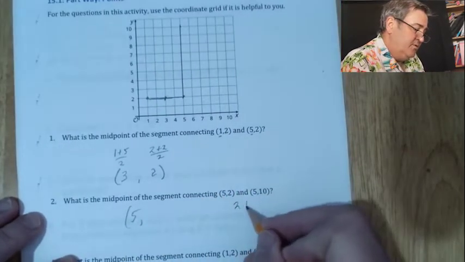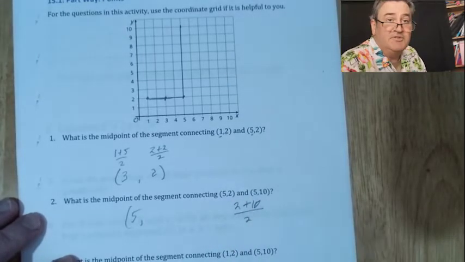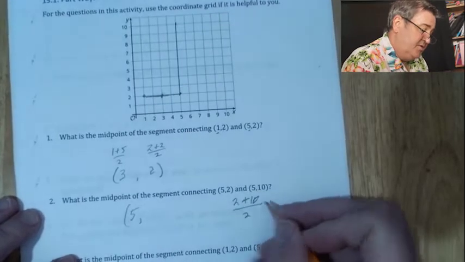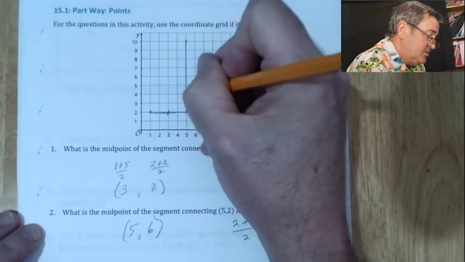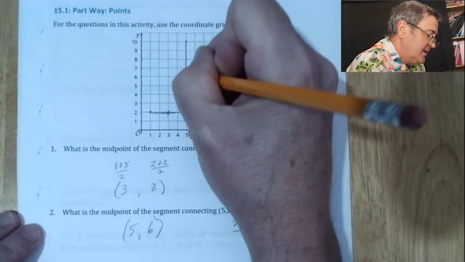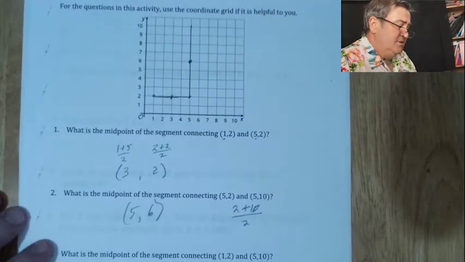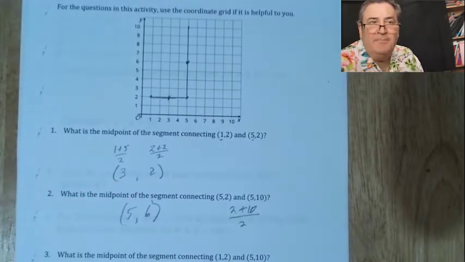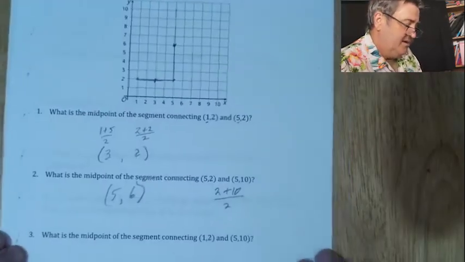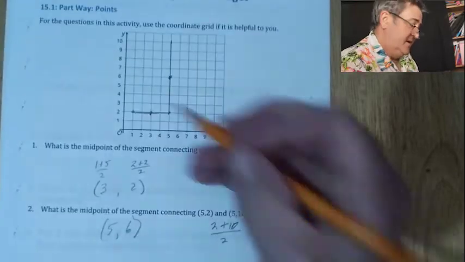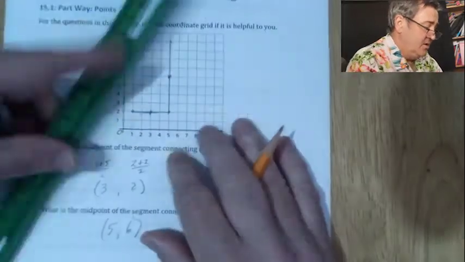It'd be 2 plus 10, because those are the two y's, divided by 2. What's 2 plus 10? 12. Divided by 2, it's the point (5, 6), which, we'll see, the 6 is right there. We look at that, and visually, that certainly looks to be the midpoint, right? But those were easy because they were straight up and down or left and right, so we could just count and go halfway. But when you get to (1, 2) and (5, 10), now what's the midpoint between here and here? All right, we can draw that triangle.